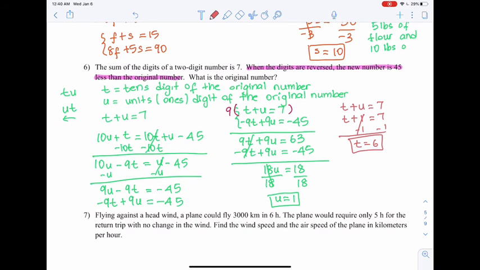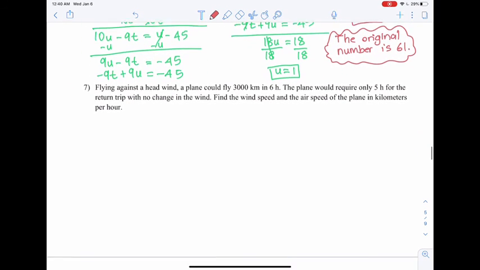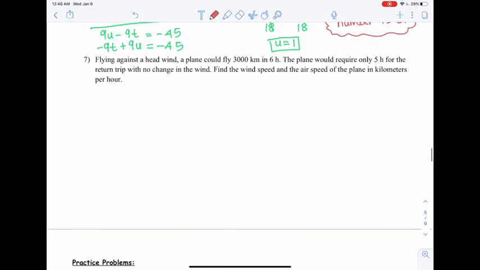Then here's our final answer in a complete sentence. The original number is 61. Okay, done. Let's move on to the next question, number 7.